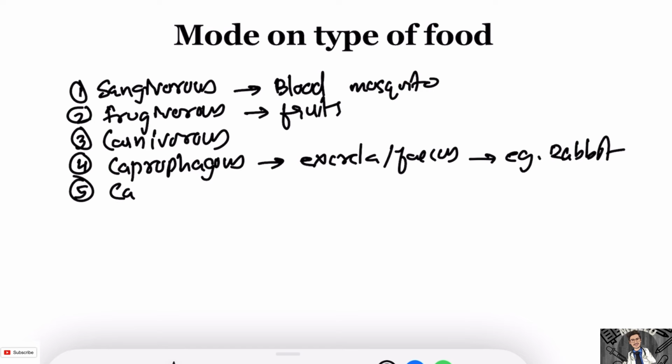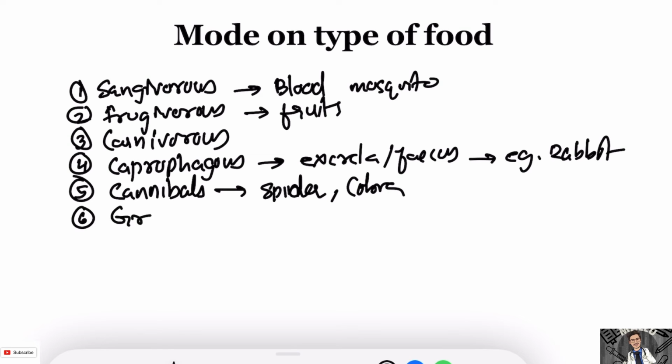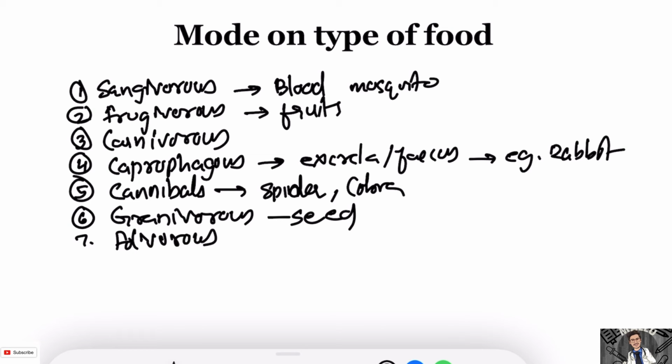Then we have cannibals. Cannibals are those animals which eat their own species. For example, if a human eats another human, we call him a cannibal, but we are not cannibals in general. Alright. An example for cannibals are the spider, king cobra, etc. Then you have granivorous, which means seed eating animals. Then folivorous, which are the leaf eating animals.